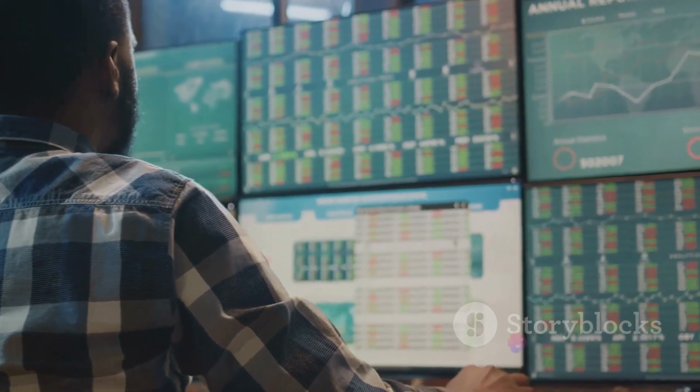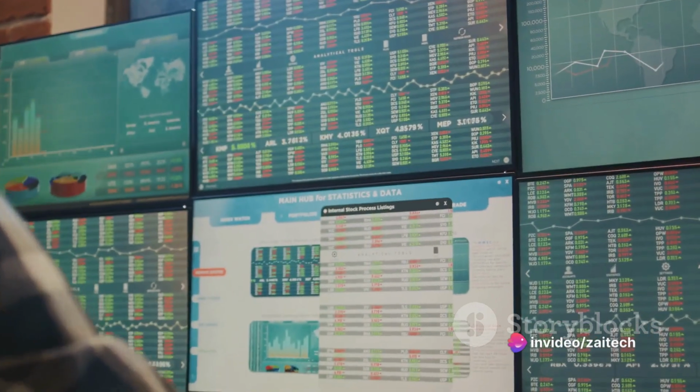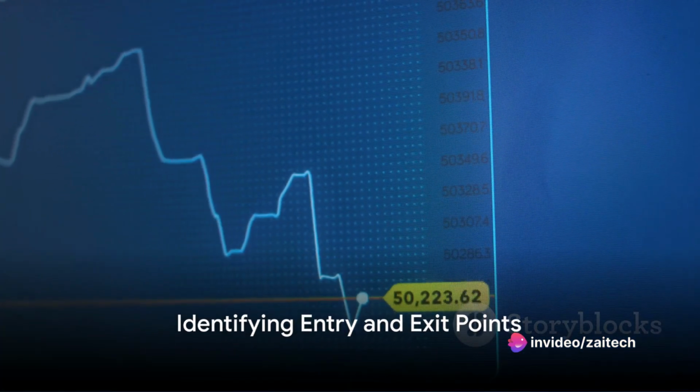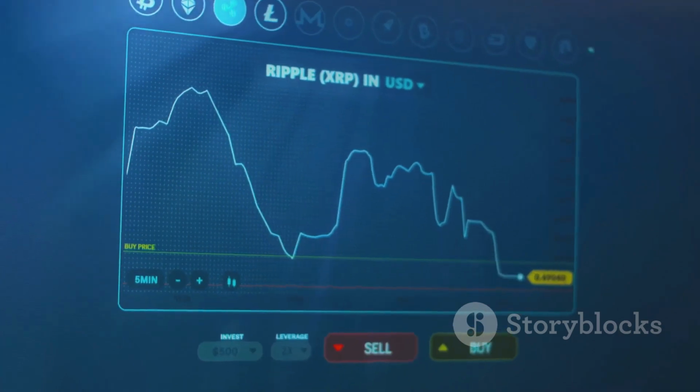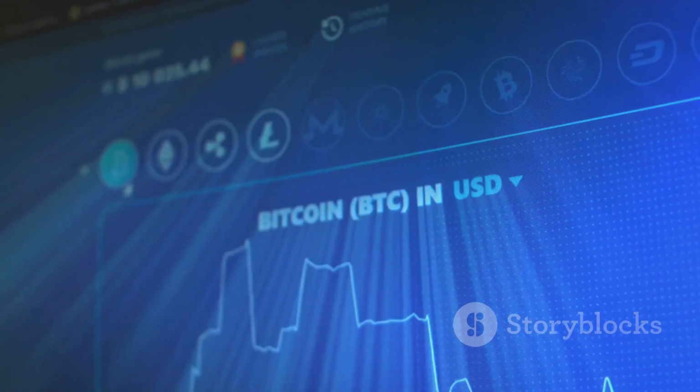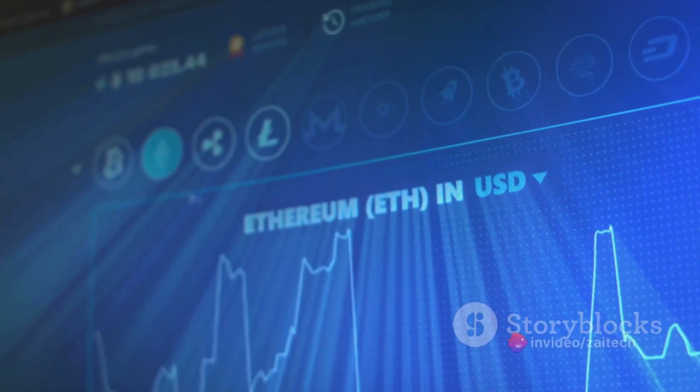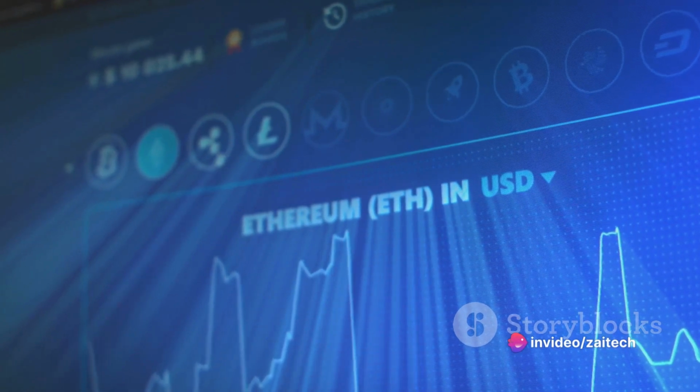Remember, in scalping, every second counts, and the right indicators can give you the edge you need. Having our indicators in place, it's time to identify our entry and exit points. This is where the rubber meets the road, where we put our analysis into action. So, let's dive right in.